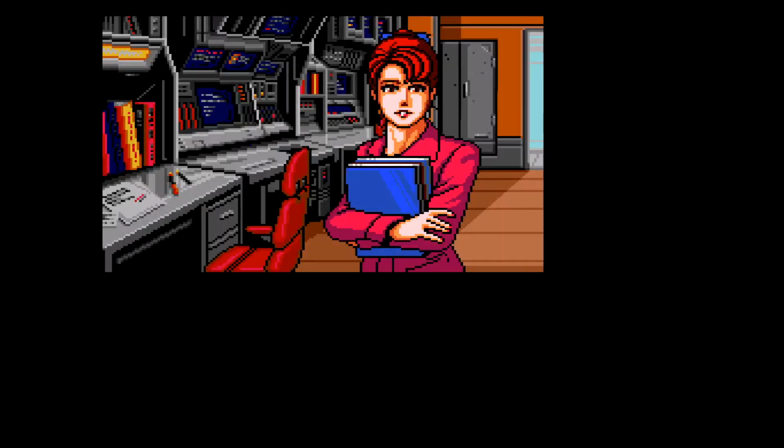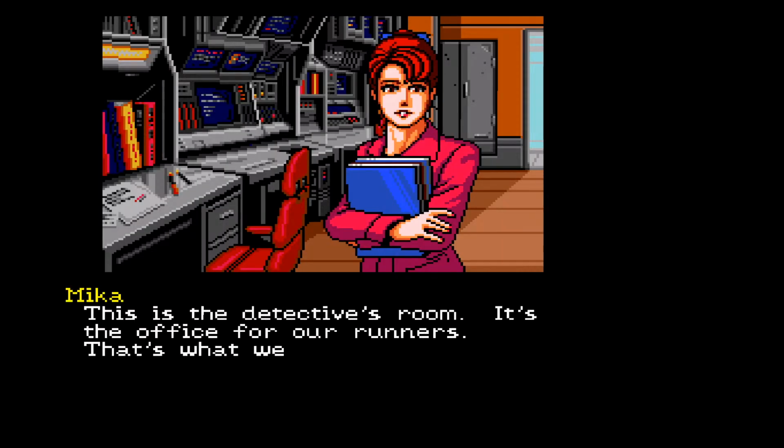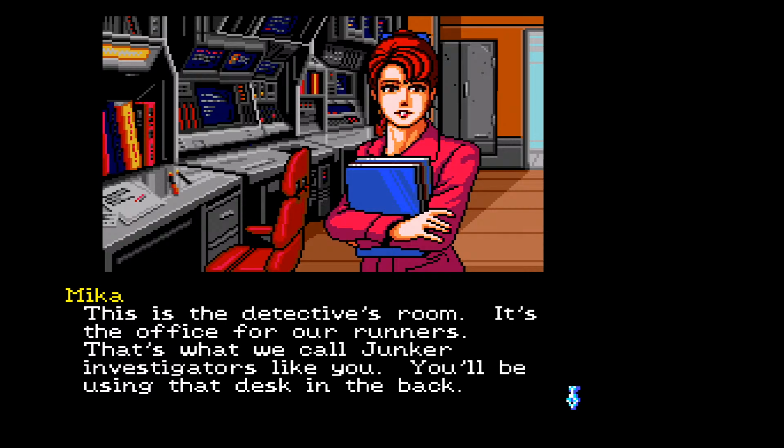Let's go to the detective's room. This is the detective's room. It's the office for our runners. That's what we call junker investigators like you. You'll be using that desk in the back.